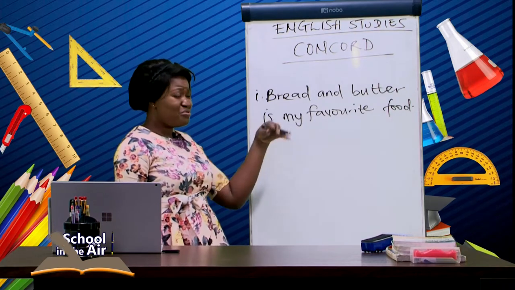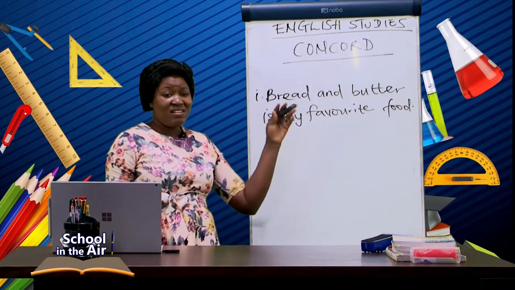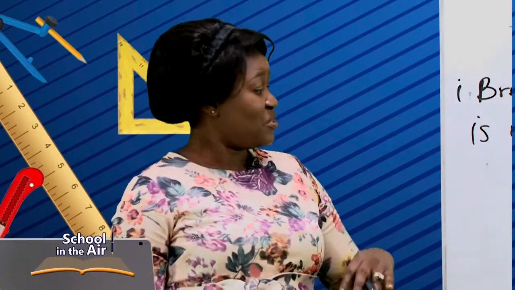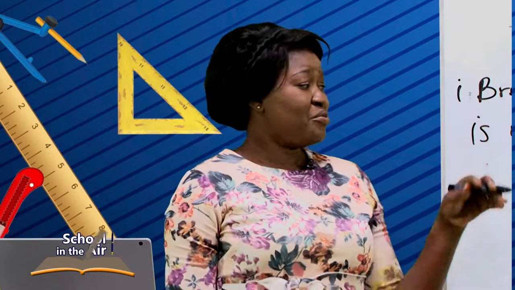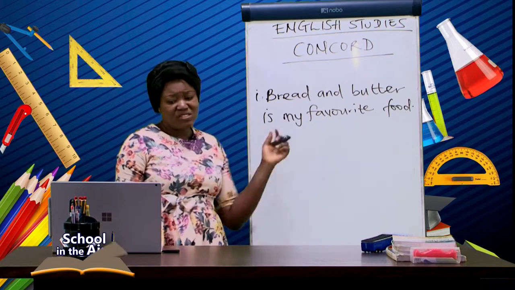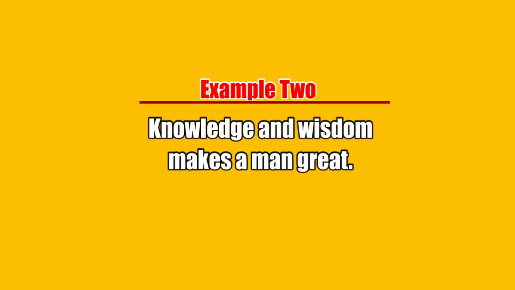And of course, you know that there are also several similar examples on that. We have "rice and beans is my favorite food" too. So you cannot say "rice and beans are my favorite food". So let's look at another example: "Knowledge and wisdom makes a man great." If you look at this sentence structure, we have knowledge and we have wisdom.